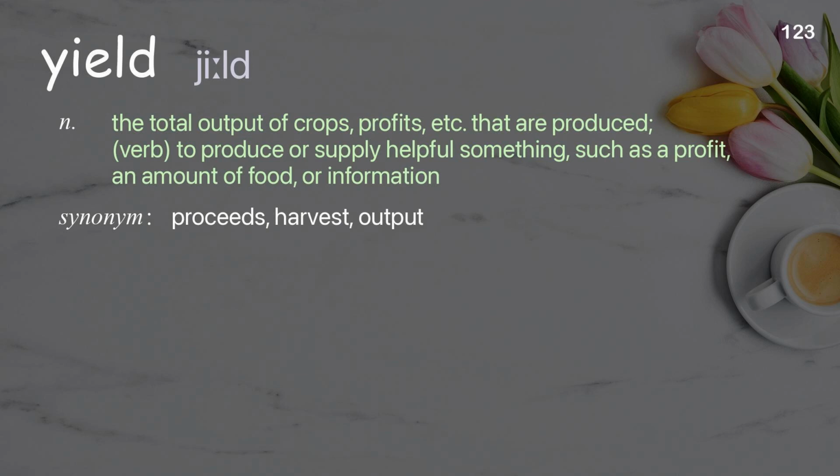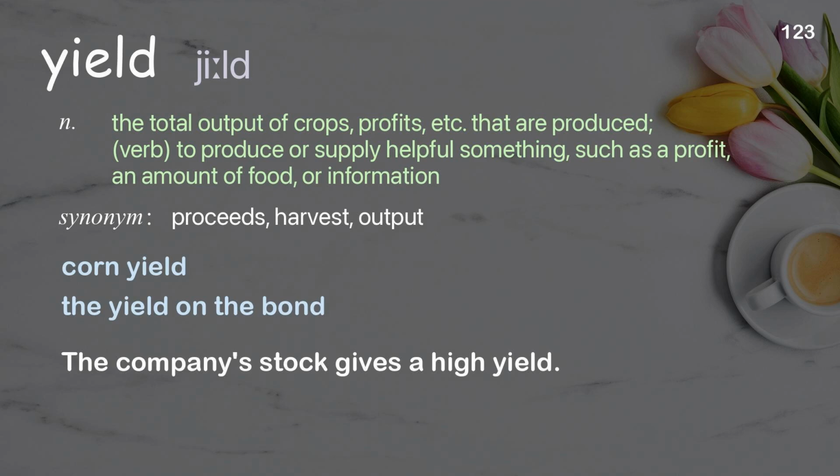Yield. The total output of crops, profits, etc. that are produced. Verb: to produce or supply something helpful, such as a profit, an amount of food, or information. Examples. Corn yield. The yield on the bond. The company's stock gives a high yield.